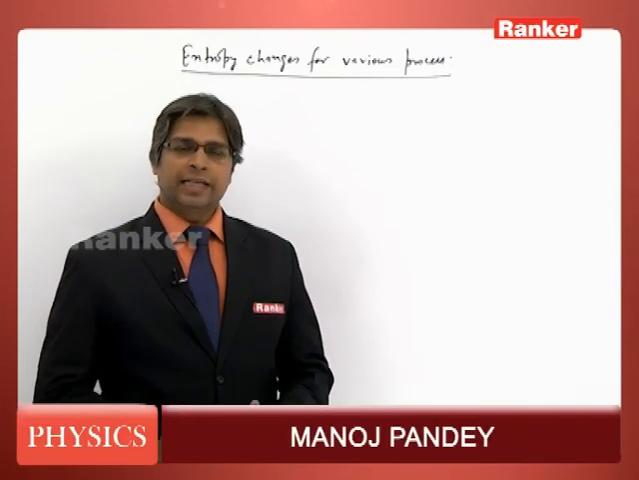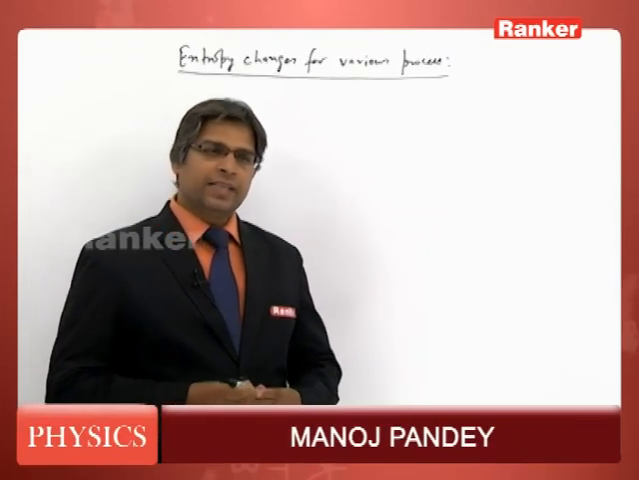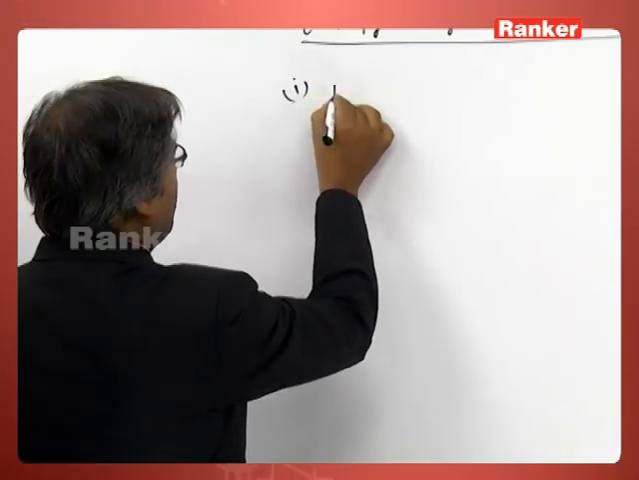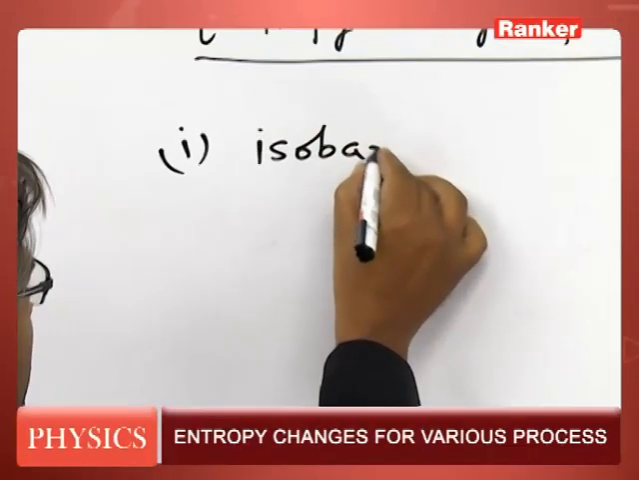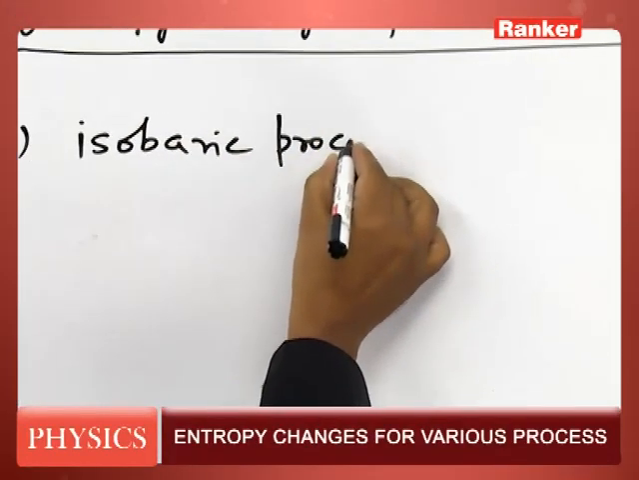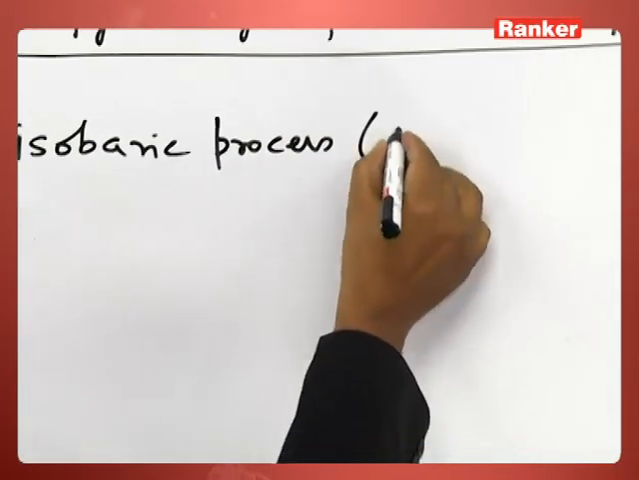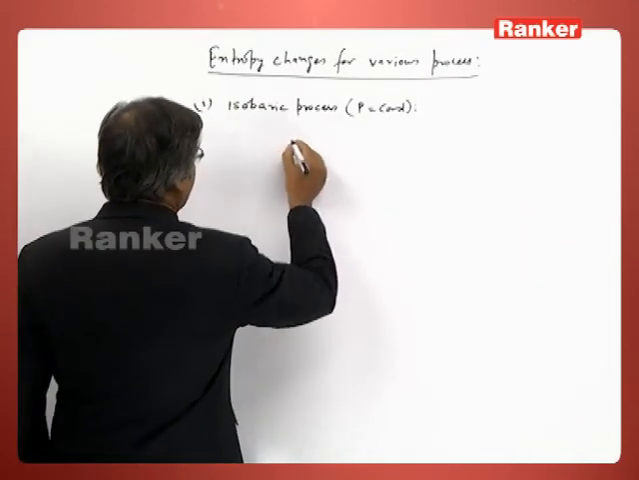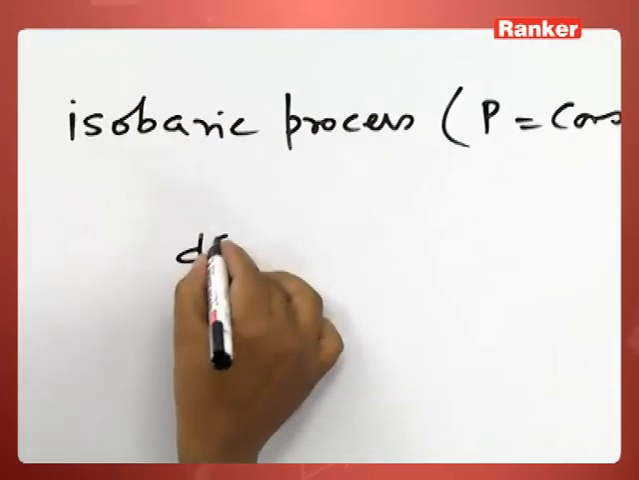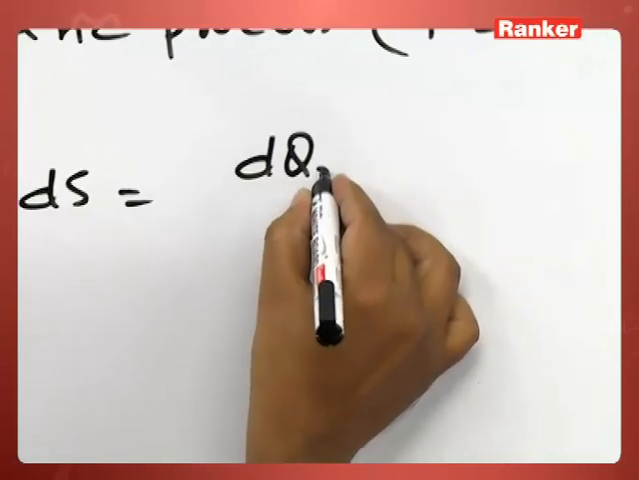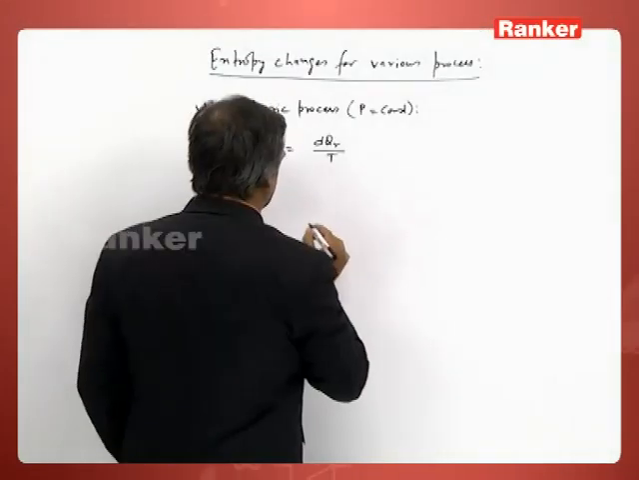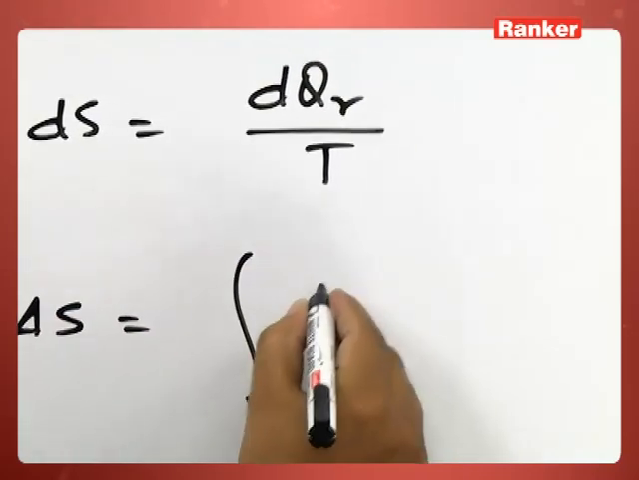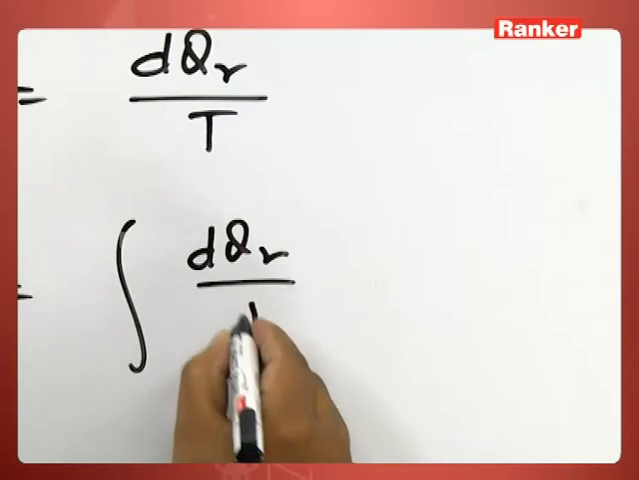So now let us see the entropy changes for various processes for an ideal gas. Number 1, isobaric process. So in an isobaric process, pressure is constant. So we have dS is equal to dq reversible by T. So this change in S, delta S, will be the integral of dq_r by T.